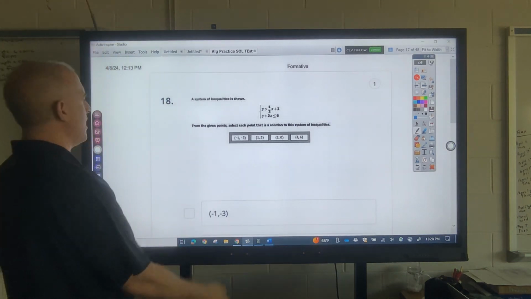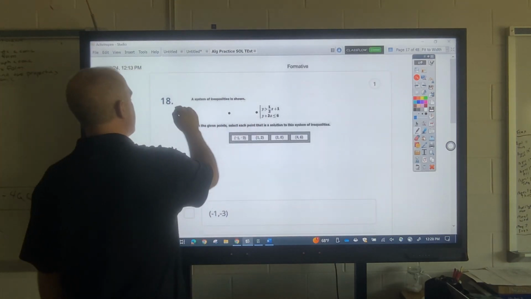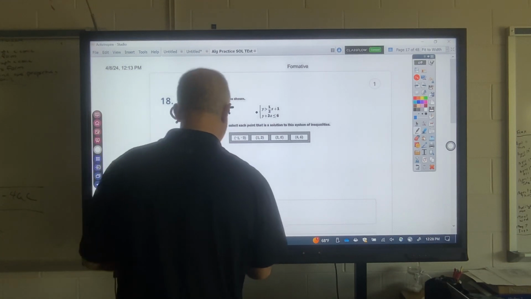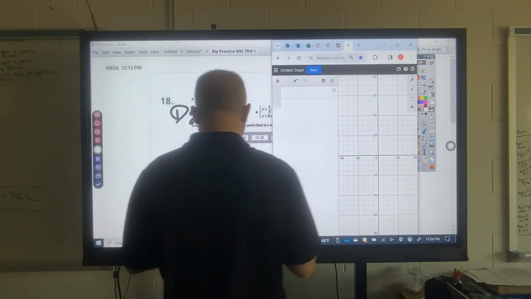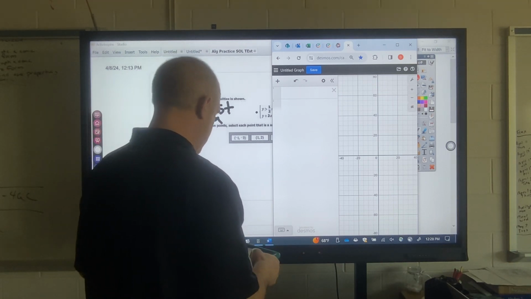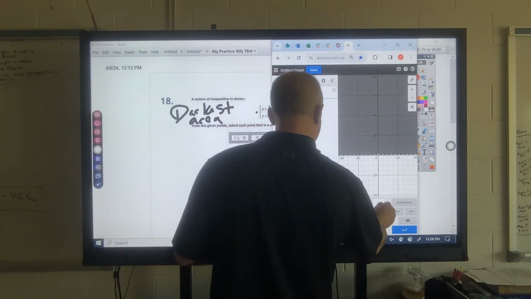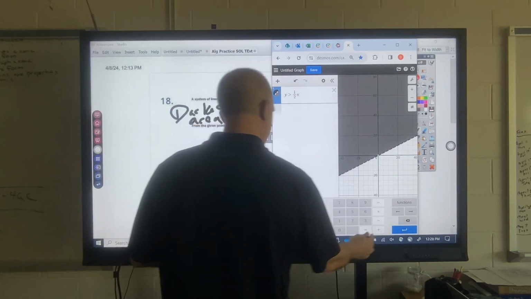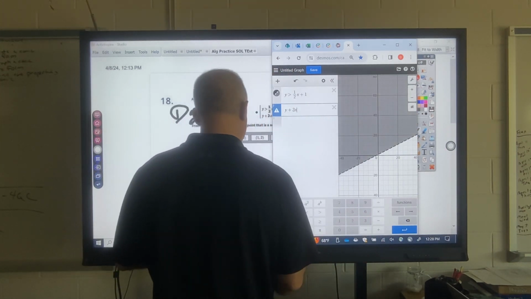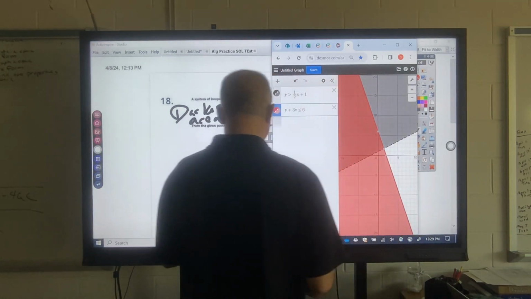And it is. Which point is the solution to these? So this is a double, so what I'm looking for is the darkest area. In Desmos, I type in y greater than 1 divided by 2 x plus 1, then y plus 3x less than or equal to 6. That's the darkest area. We hit home so I get a good idea of that.